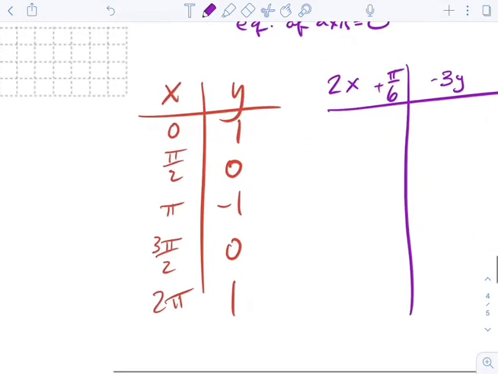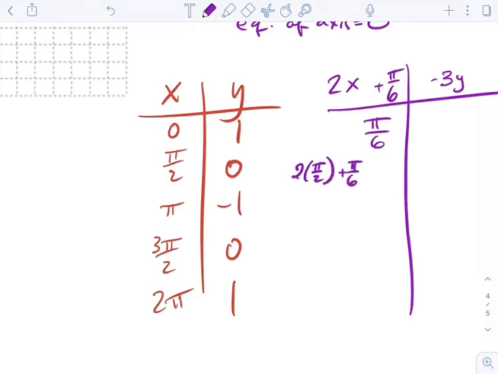So first one, 2x, so it's basically saying 2 times 0 plus pi over 6. That's pi over 6. Easy one for the first one. Next one we have 2 times pi over 2 plus pi over 6. So I'll do a little bit of work here. We're going to get pi plus pi over 6. Well, if I'm getting common denominators, add them together, 7 pi over 6.